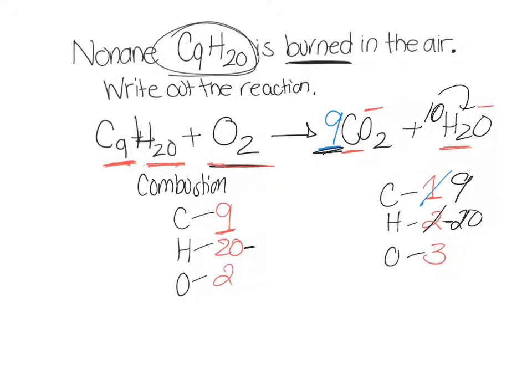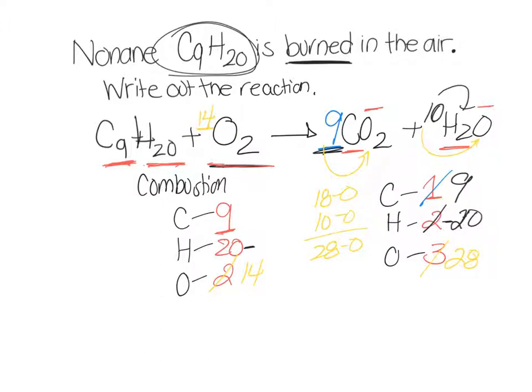Okay, let's count the oxygens. So I have 9 times 2, that's 18 oxygens, plus 10 more oxygens. So that gives me 28 oxygens. So 28 oxygens is what I need. Is there a whole number that I could put in front of here that when I multiply it by 2 gives me 28? And the correct answer is yes. I could put 14, right? And that would give me 28.